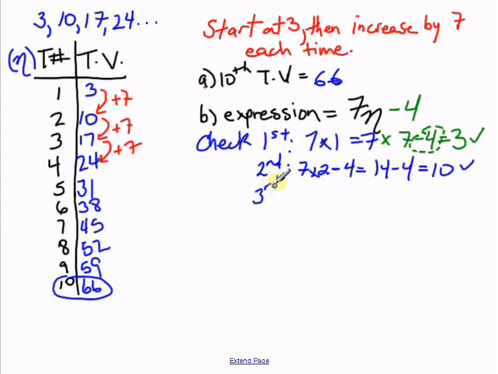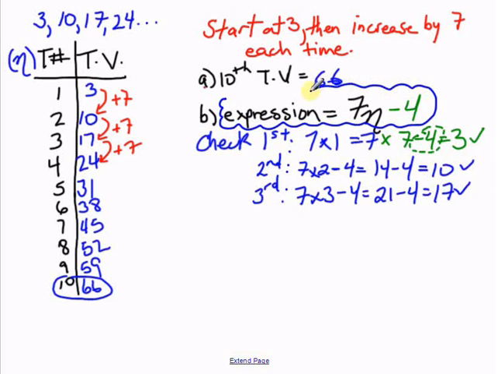Third one, we always check the first 3. The third term number, n, is going to be 3. Hopefully it calculates 17 for me. 7 times 3, take away 4. 7 times 3, 21. Take away 4 is indeed 17. Awesome. So here's my expression. I know for any term number, n, I can calculate what the term value is by doing 7n minus 4.